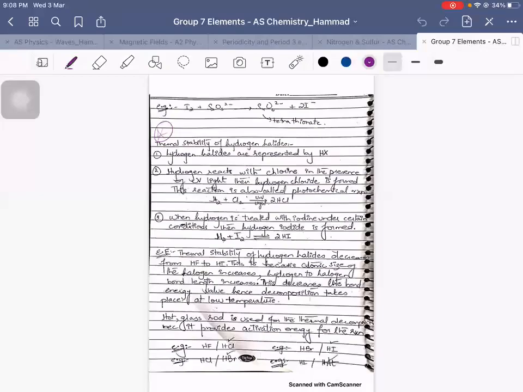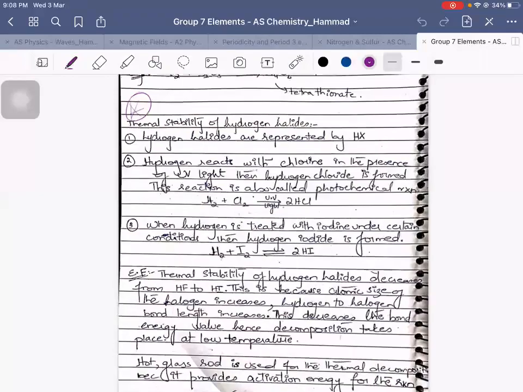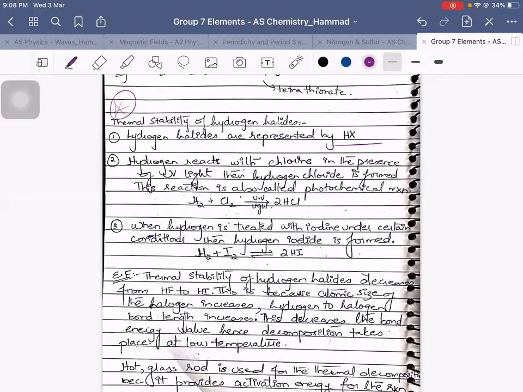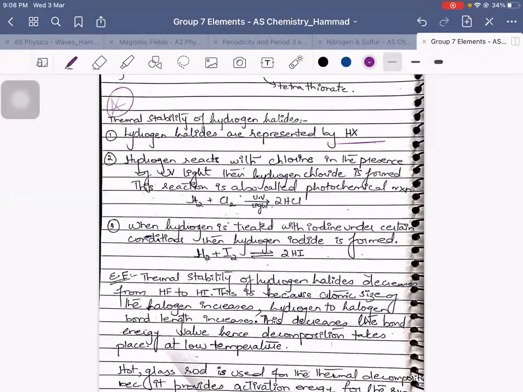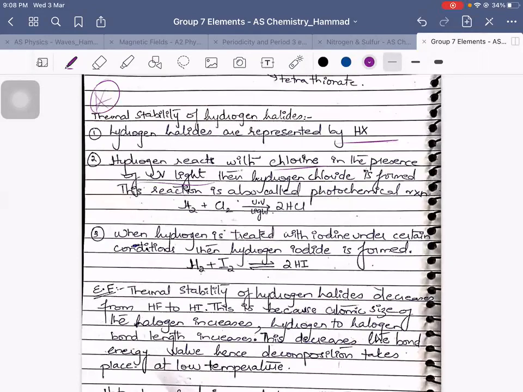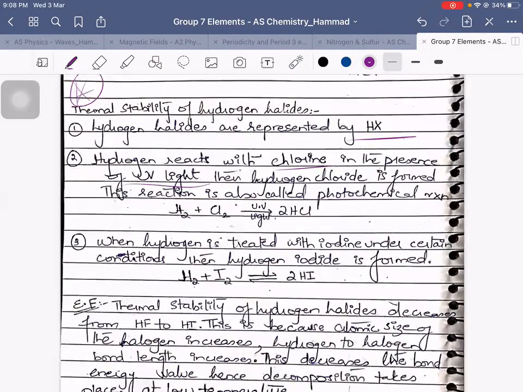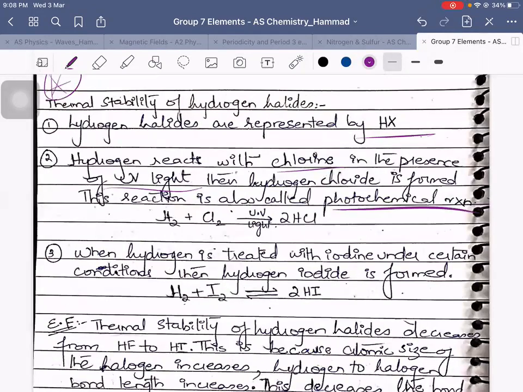Group 7 moving forward, thermal stability of hydrogen halides. Hydrogen halides are represented by HX, that's a symbol. Hydrogen will react with chlorine in the presence of UV light, and then hydrogen chloride is formed. And this reaction is also called a photochemical reaction because you need light energy. Whenever light energy is required, the reaction undergoes a photochemical reaction.